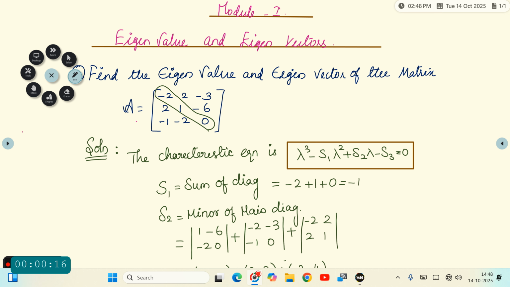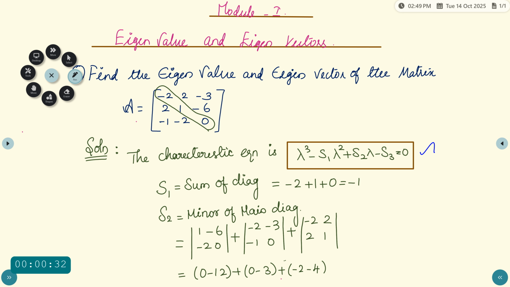Before that, to calculate eigenvalue and eigenvector, you must be clear on how to form the characteristic equation. What is the characteristic equation? What is the formula for that? It is lambda cube minus s1 lambda square plus s2 lambda minus s3 equal to 0.